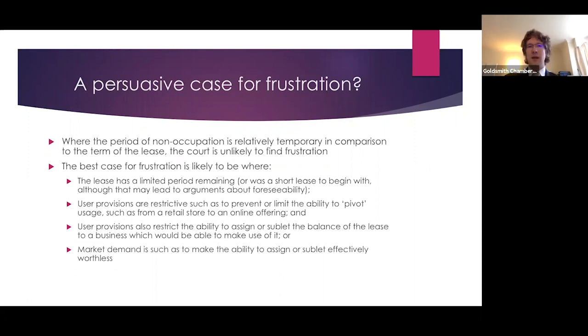So, is frustration going to be an easy get out for tenants? The answer straightforwardly is no. There is a narrow set of circumstances where frustration may work. I'm not aware, and I don't think there are any reported cases where frustration has successfully voided leases, but there is potentially a narrow window in which it may be arguable. So it's worth keeping an eye out for those sorts of situations where clients approach you.